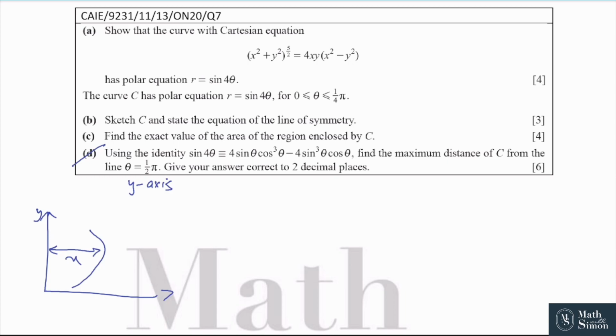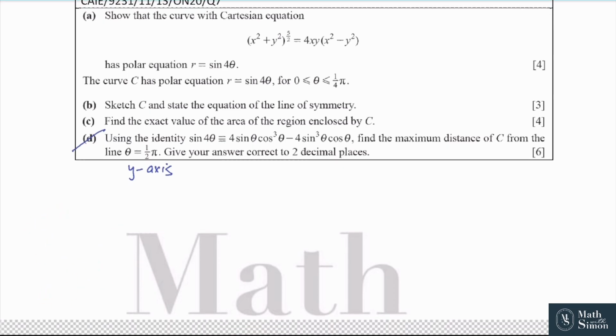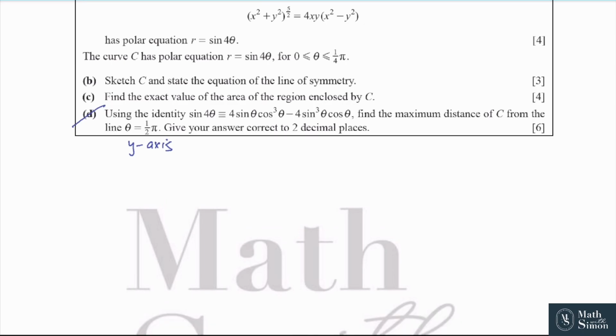So when we want to look at the maximum x here, we are looking at dx d theta equals to 0. For our dx d theta, how do we start? We will have to do x equals r cos theta. In order for us to differentiate that, we substitute the r from the question given. So that would be sine 4 theta cos theta.